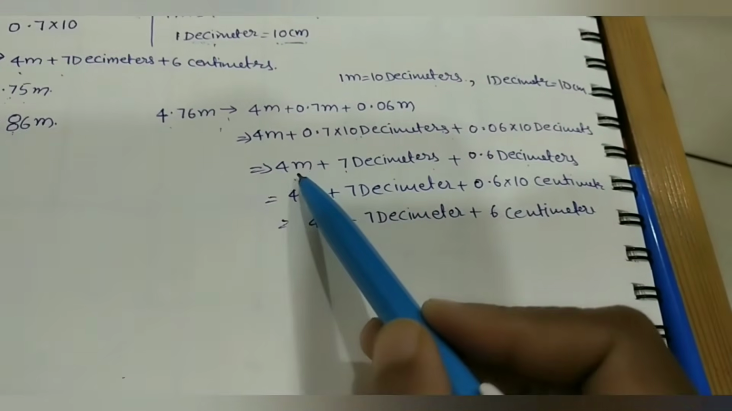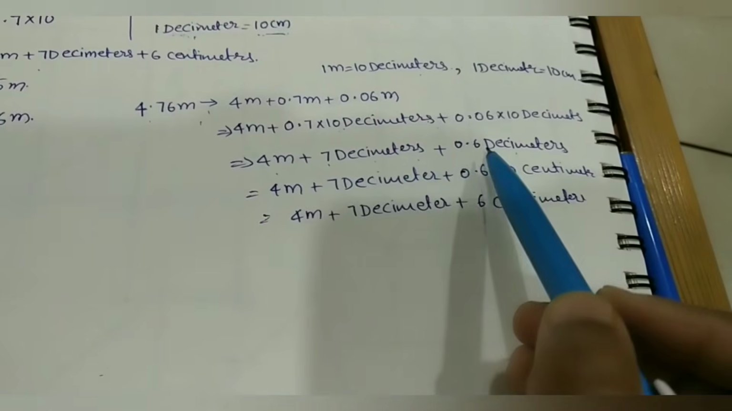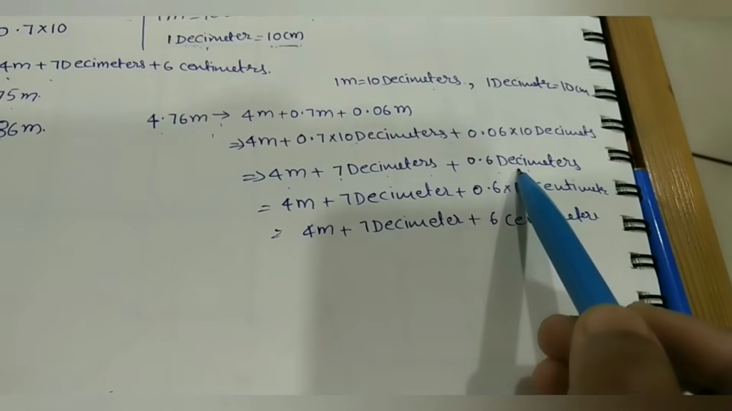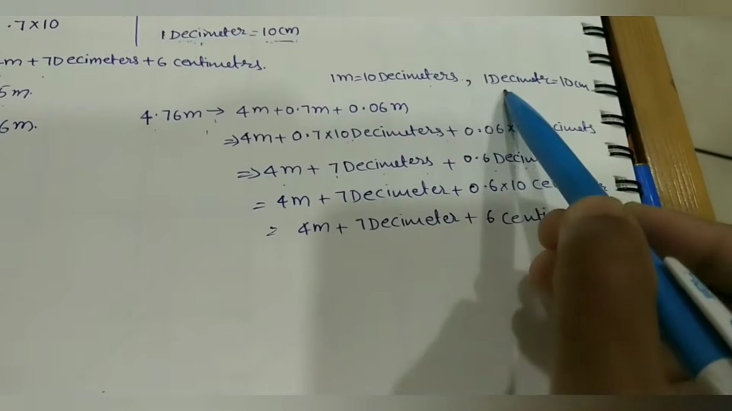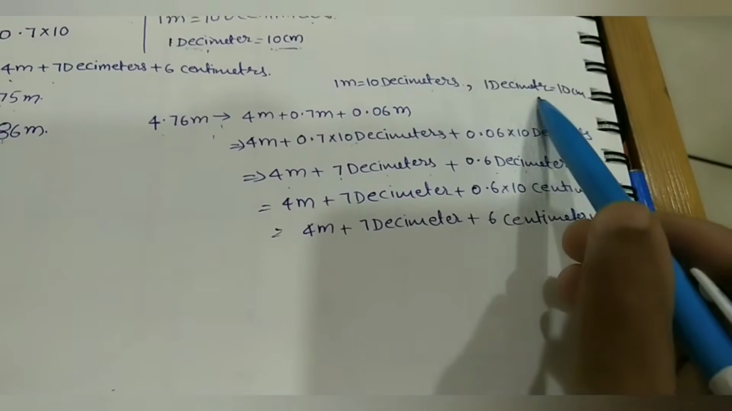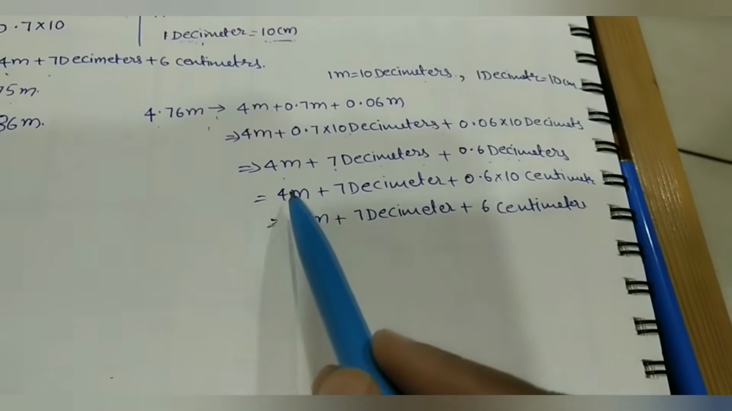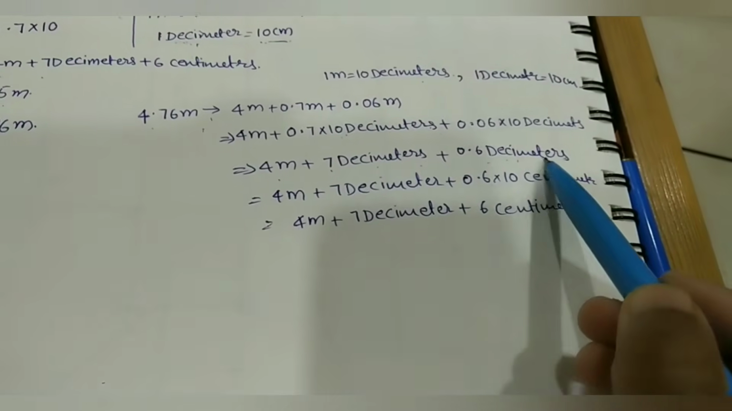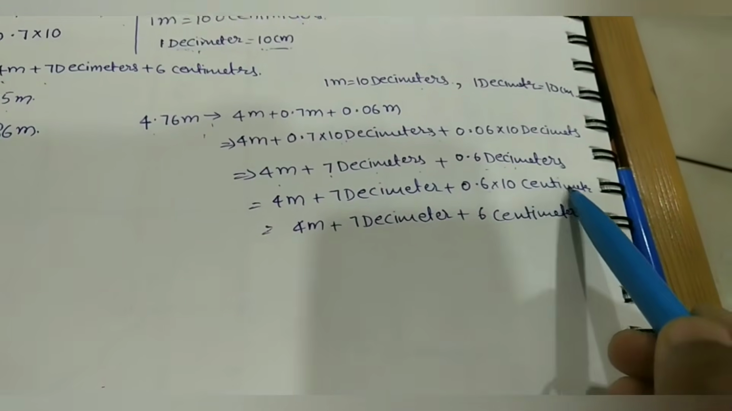So we can mark meters, decimeters. Here this value we have to change in terms of centimeters. What is the relation between decimeter and centimeter? 1 decimeter is equal to 10 centimeters. So substitute centimeter instead of decimeter here. So 4 meters 7 decimeters plus 0.6 decimeter into 10 centimeters.